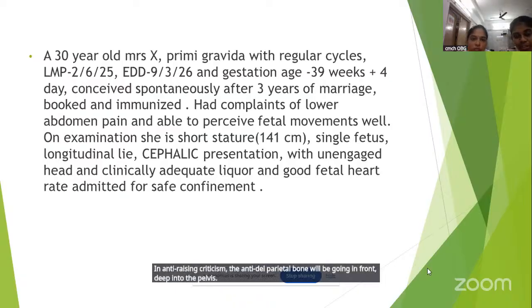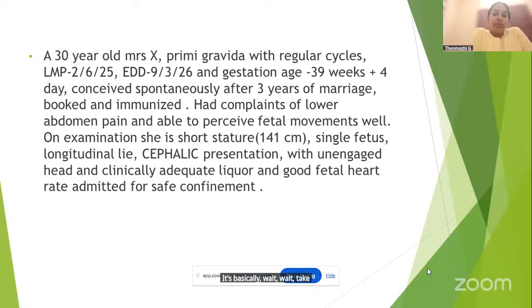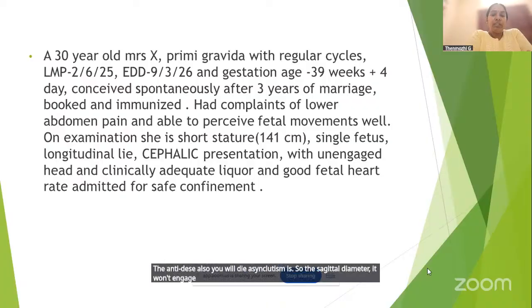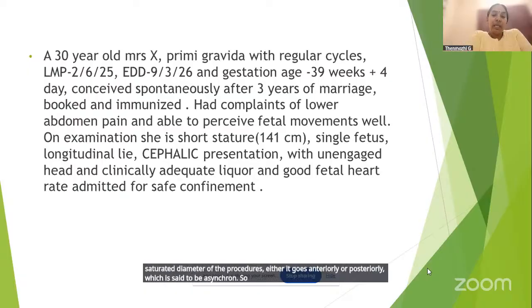In case of the posterior asynclitism, the sagittal diameter won't engage along the transverse diameter of the pelvis. So the sagittal suture of the fetus, whether it goes anteriorly or posteriorly, is said to be asynclitism. Okay. So when the suture goes anteriorly, what will be the presenting part?